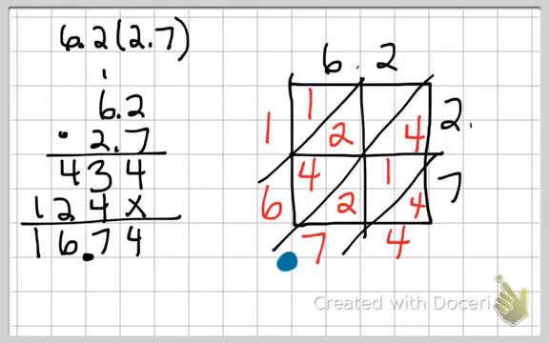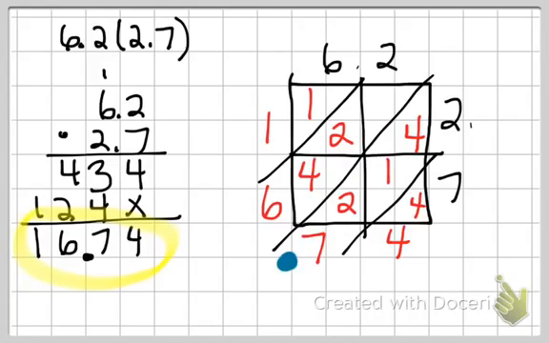Multiplying follows the same rules as regular multiplication, whether you've learned how to do it the traditional way or the lattice way. You have 6 and 2 tenths times 2 and 7 tenths. You multiply following the full algorithm. Your answer will have these digits.